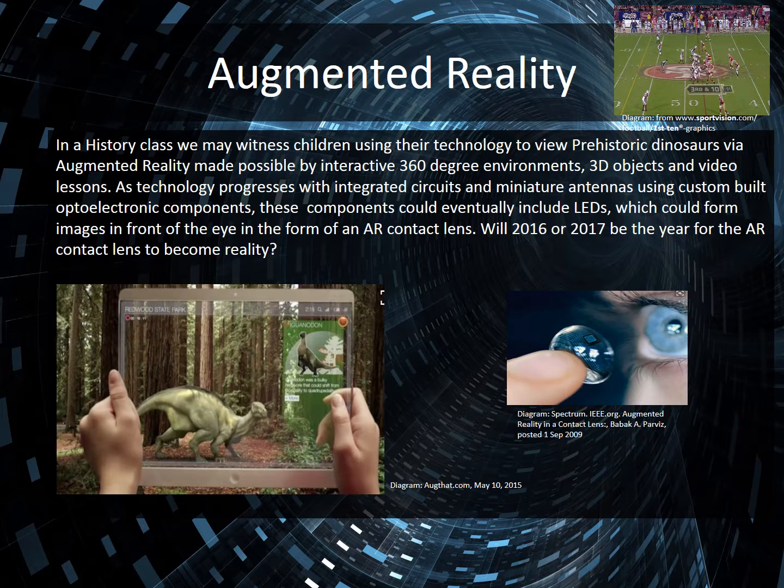In a history class, we may witness children using the technology to view prehistoric dinosaurs through augmented reality. This same AR technology also renders first down line markers on American football games. As technology progresses with integrated circuits and miniature antennas using custom-built optoelectronic components, these components could eventually include LEDs, which could form images in front of the eye in the form of an AR contact lens. Will 2017 be the year for the AR contact lens to become reality?